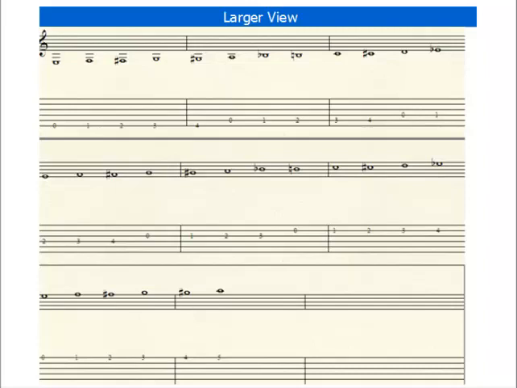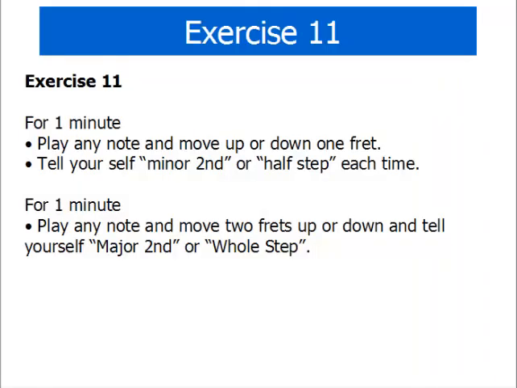Listen to the characteristic sound of a minor second. Anywhere you go up one fret, it's a minor second. Go down one fret, it's a minor second. Alright, so that's the exercise that you're going to do. Play any note, move up or down, and you tell yourself that's a minor second.